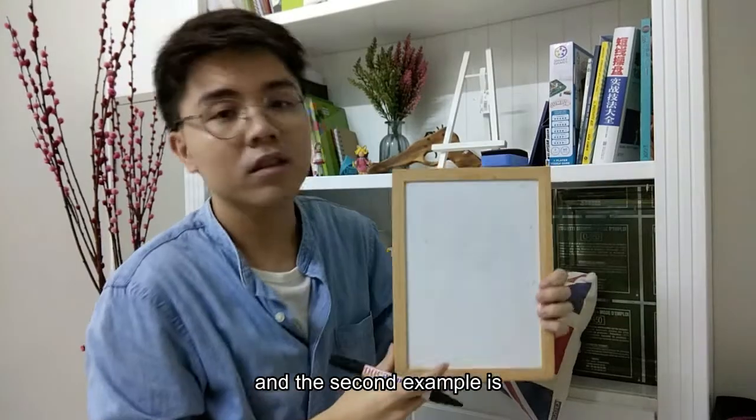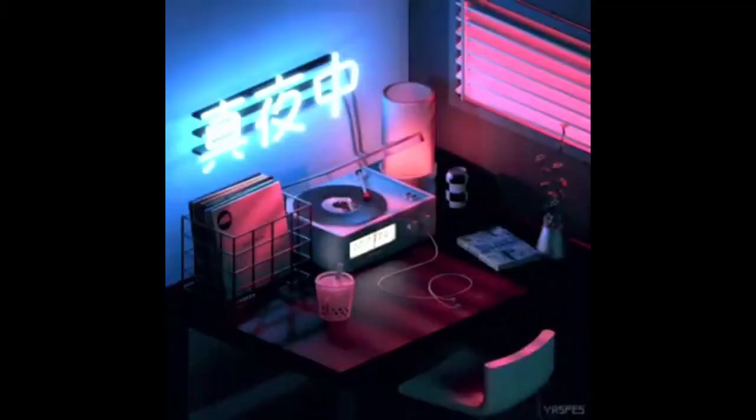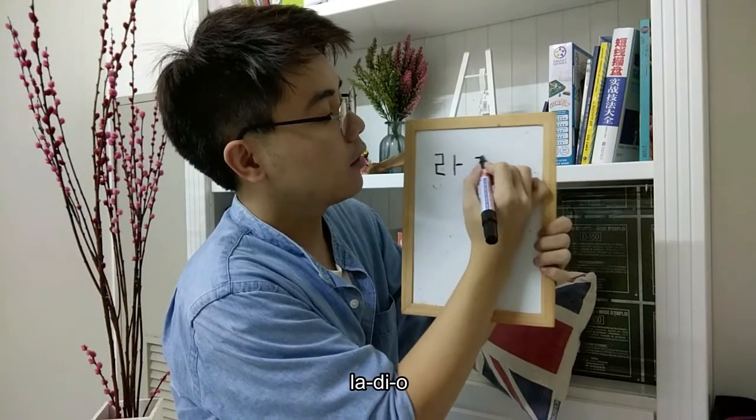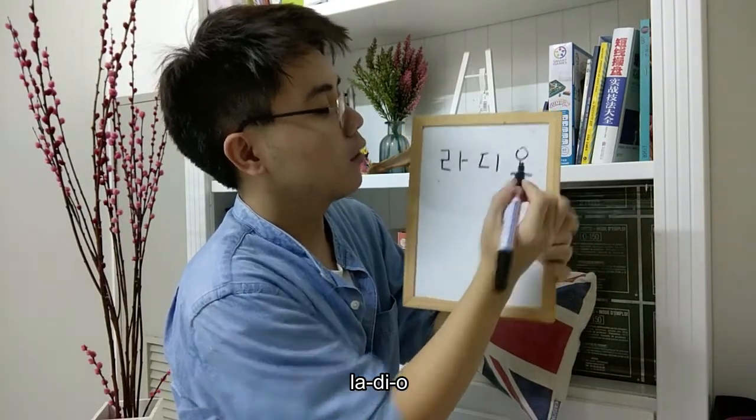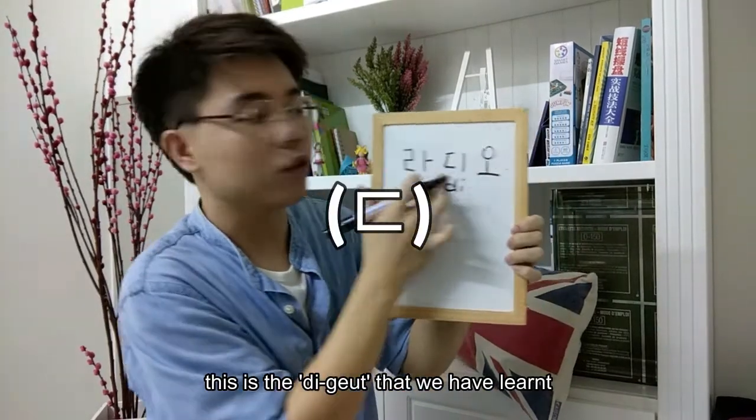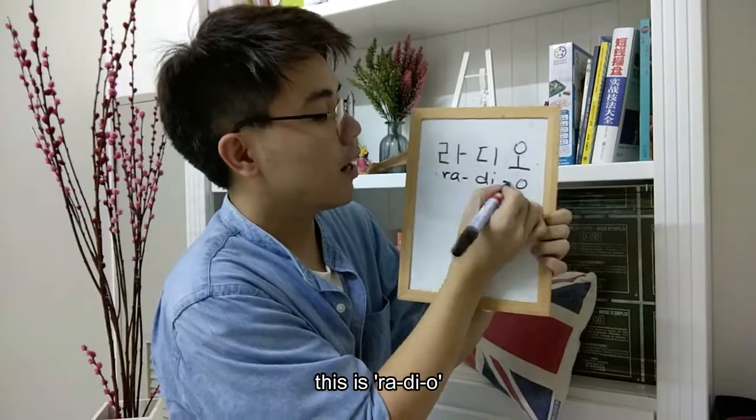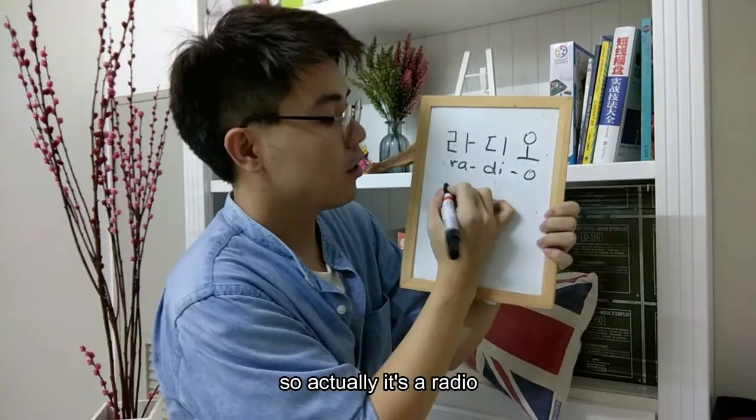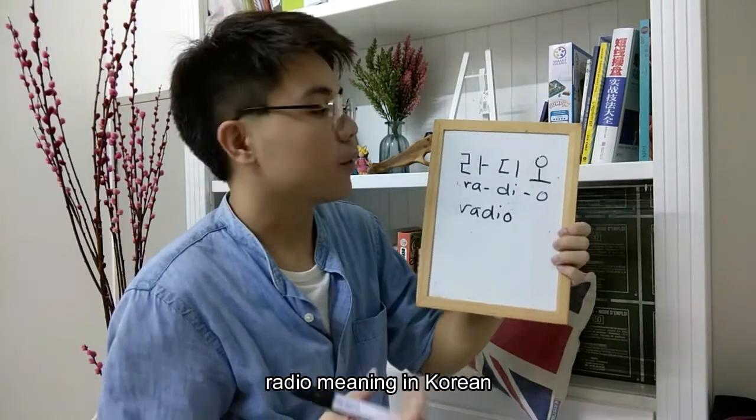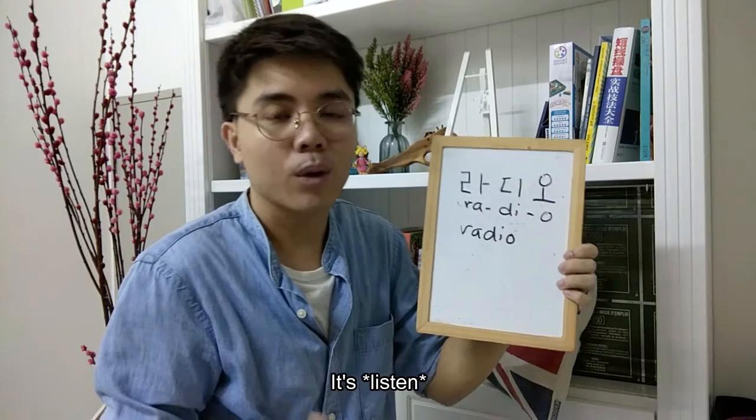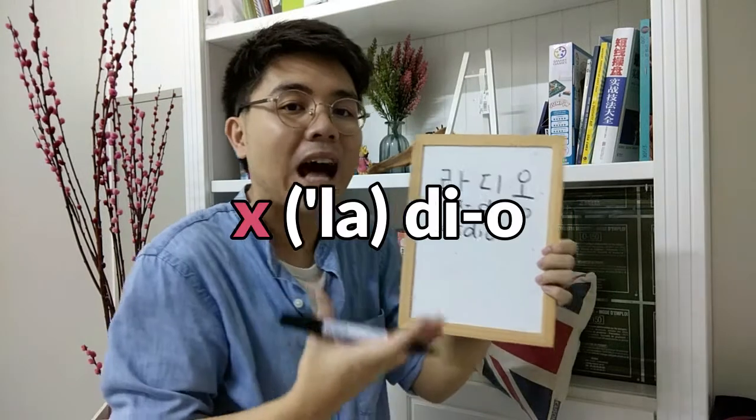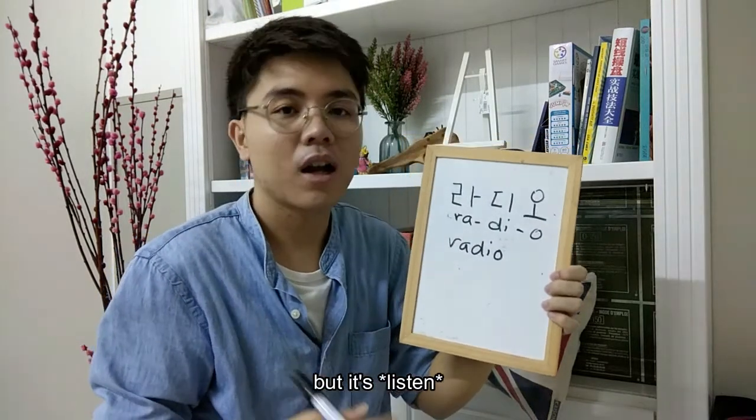And the second example is radio. Okay, as you can recognize, D, this is the tiget that we have learned, and this is the O, so this is radio. Yeah, so actually it is a radio. It's not pronounced the English way, but it's radio.